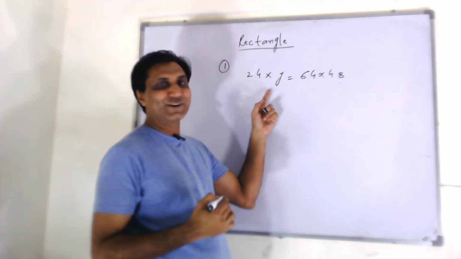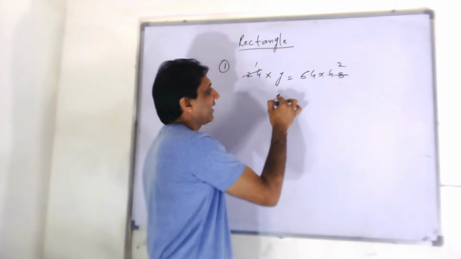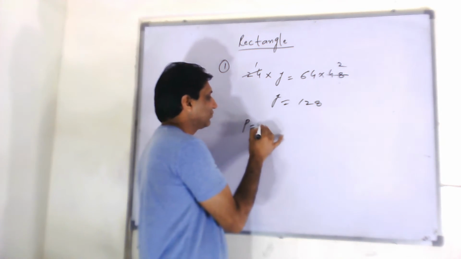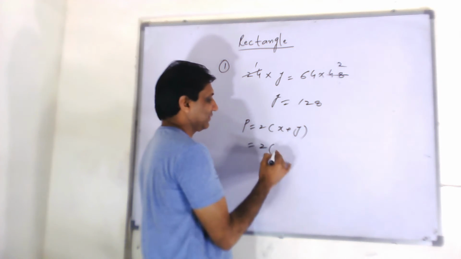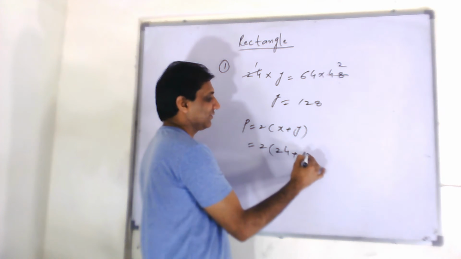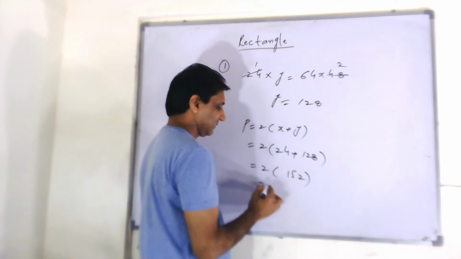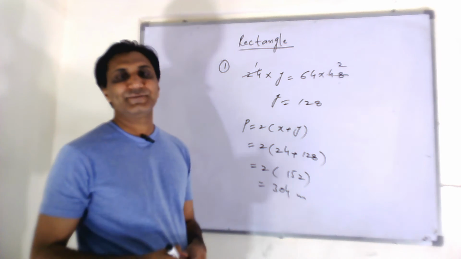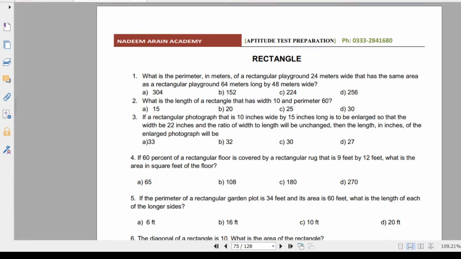For that we need to find the second side. So this is 24 times y equals 64 times 48, and y is 128. Now the perimeter of this is 2 times (x plus y). x is 24 and y is 128, so that is 304 meters. That's the perimeter of the first rectangle. Okay, so the answer is 304, that is A.